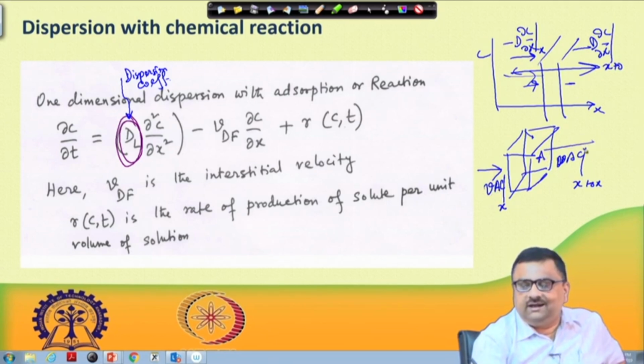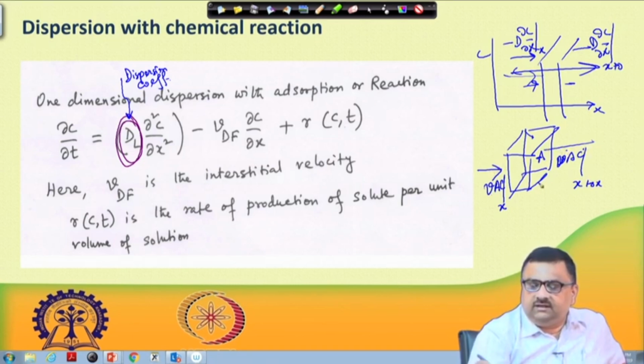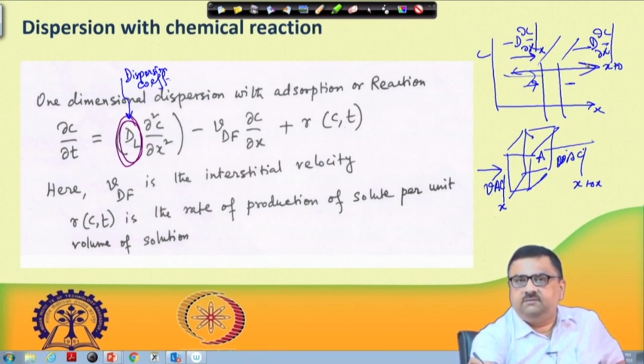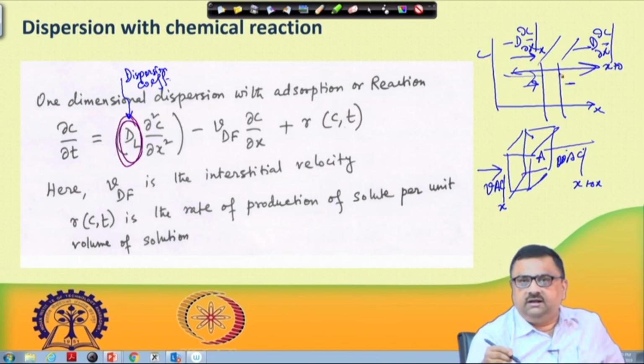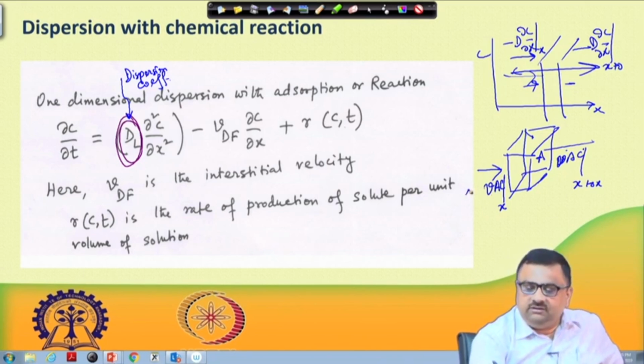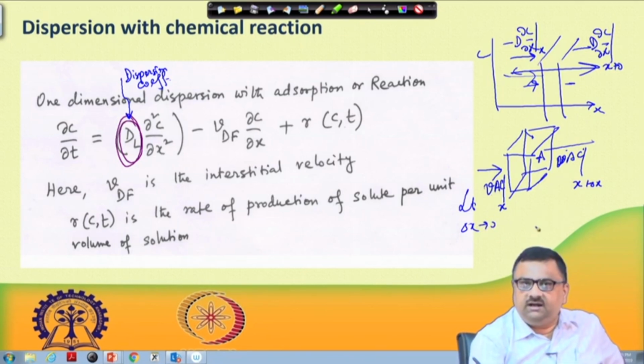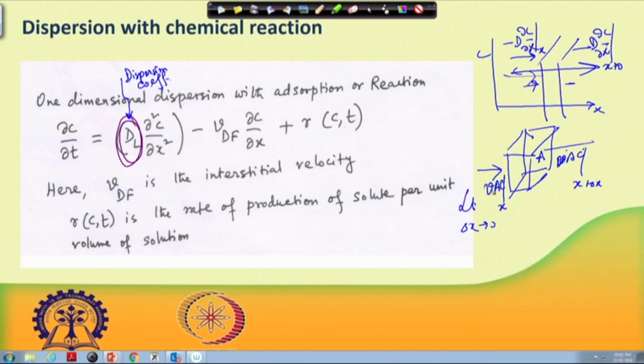So, if we take that balance, that means this difference, and then we divide by delta x and set the limit delta x tending to 0. When we do that exercise of the limit, with VAC at x minus VAC at x plus delta x divided by delta x, and we take V outside as a constant, we end up with minus V df del C del x.